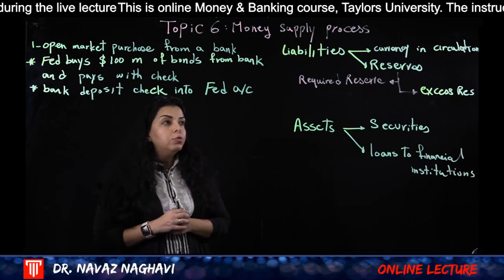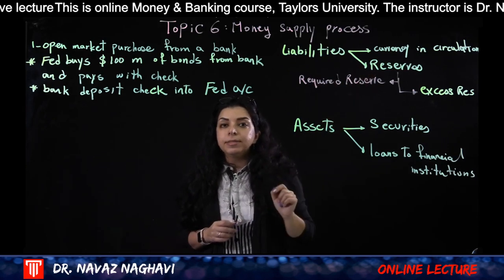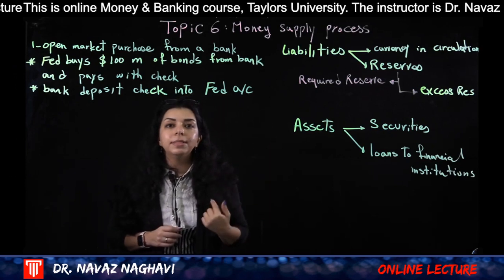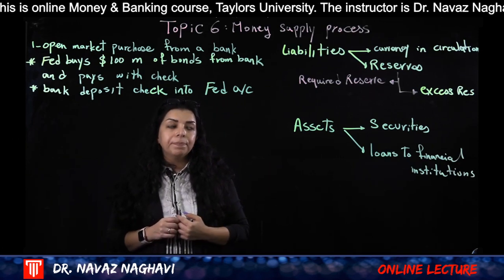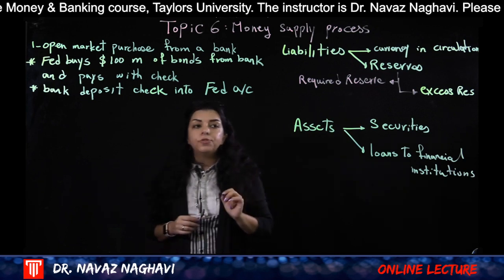And we know that all banks have an account with the central bank. The remaining deposit, which is the excess reserve, is going to be an asset for the banking system, because this excess reserve enables the banking system to create loans out of it. So do remember that reserves are a liability of the central bank, but they are an asset of the banking system.